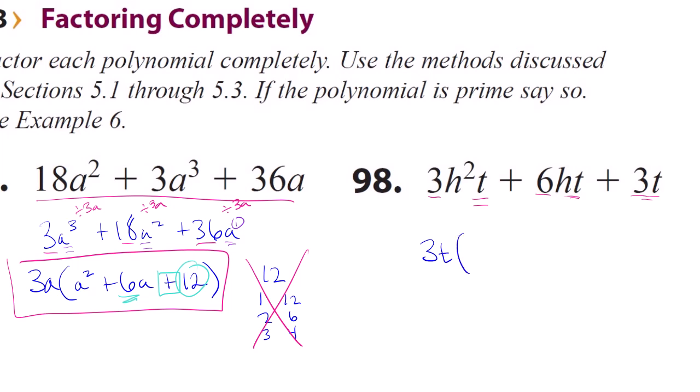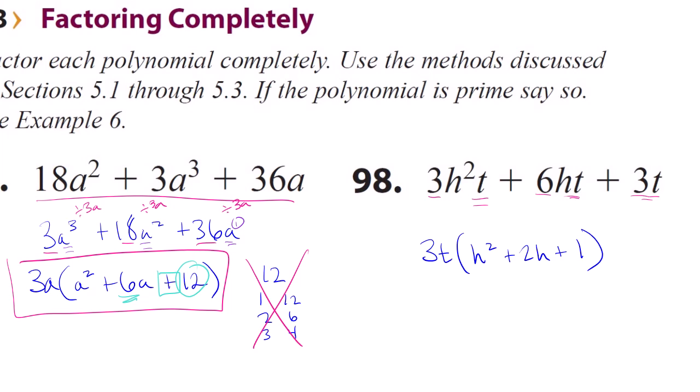So then leftovers, when I divide this by 3t, I'll get h squared. When I divide this by 3t, I'll get 2h. When I divide this by 3t, I'll just get 1. And don't forget about that 1, right? Like they do cancel out, but they cancel out to 1, so you don't leave this blank. If you start out with 3 terms here, you should have 3 terms inside the parentheses as well, okay? So be careful with that.